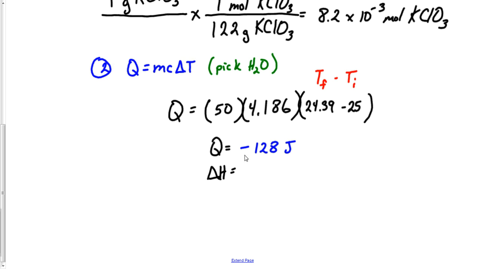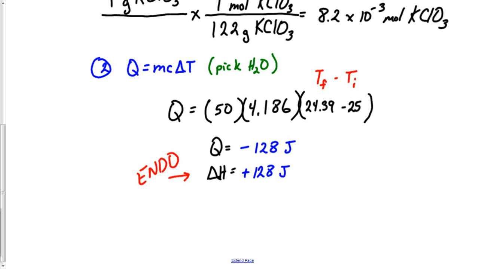Bam. Q of negative 128. Remember, that Q is for the water. That means the water lost 128 joules. Let's use a little sense. If the water lost 128, the chemicals in the problem must have gained. So instead of negative 128, I'm going to write positive 128. Meaning at this point, you should be able to tell me endo or exo. Well, if delta H is positive, that means this is a, and I don't have to write this down, I'm just doing this because I like to show off, I guess. This is an endothermic reaction.